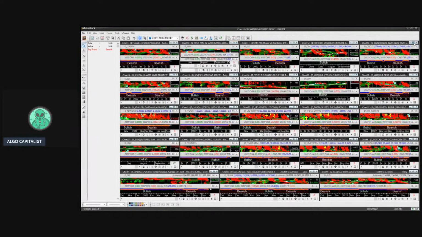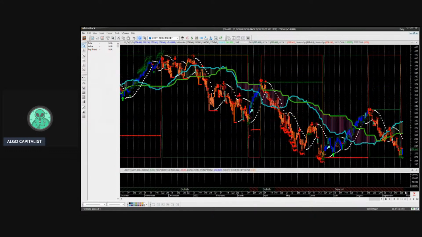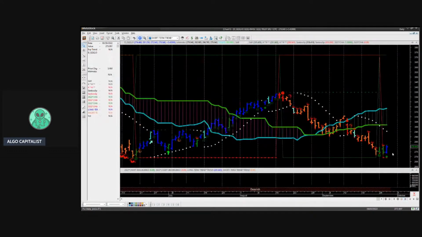Looking at the NASDAQ 100 by way of ticker QQQ, you will notice that we also had the back-to-back rally alerts.